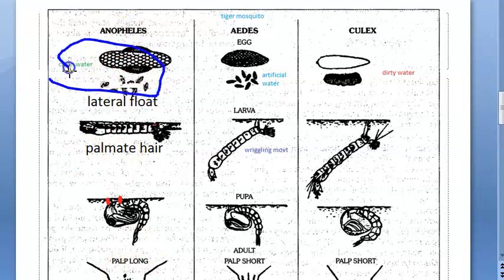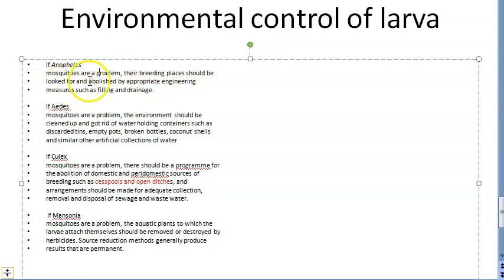So Anopheles will breed in clean water. Aedes will lay eggs in artificial water, right? Culex needs dirty water. So once you know this, you will be able to control it. If you're trying to control Anopheles for malaria, right? So you will make sure that you will abolish it by filling and drainage. You cannot do anything, just don't keep the water, because even if it's clean, it's coming, right?